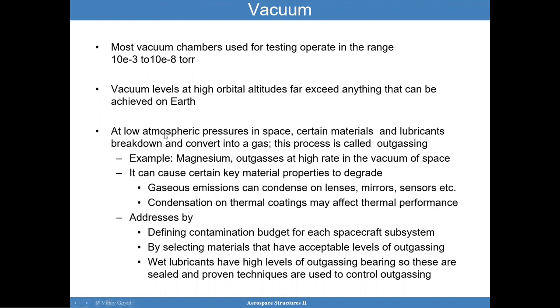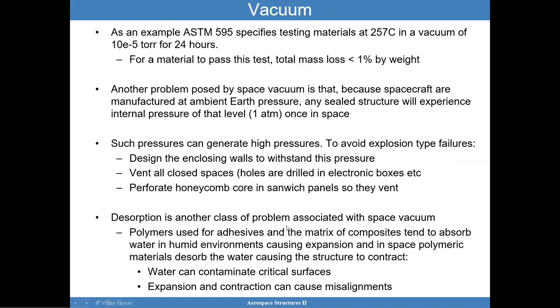At low atmospheric pressures in space, certain materials and lubricants break down and convert into a gas. We call this outgassing. Magnesium is an example of that, and that's why it's hardly used in space applications. It can cause certain key material properties to degrade. Gaseous emissions can condense on lenses, mirrors, and sensors. Condensation on thermal coatings may also affect thermal performance. This can be addressed by defining contamination budgets for each spacecraft subsystem and by selecting materials that have acceptable levels of outgassing. Wet lubricants have high levels of outgassing, so they're sealed, and there are proven techniques to control it.